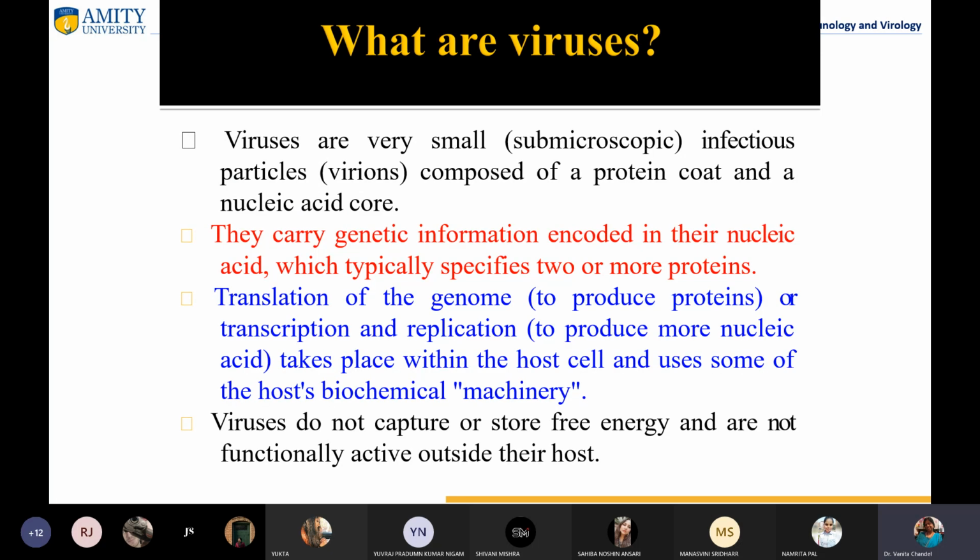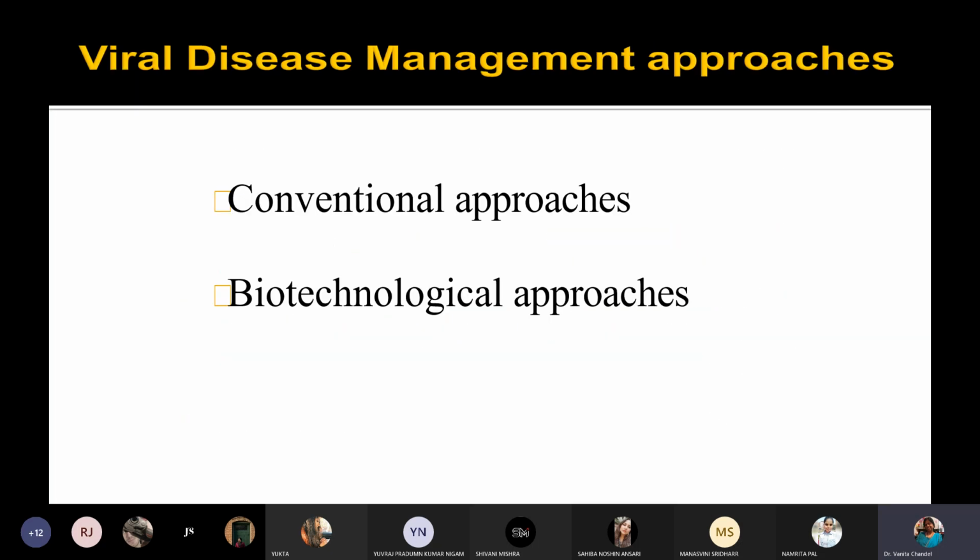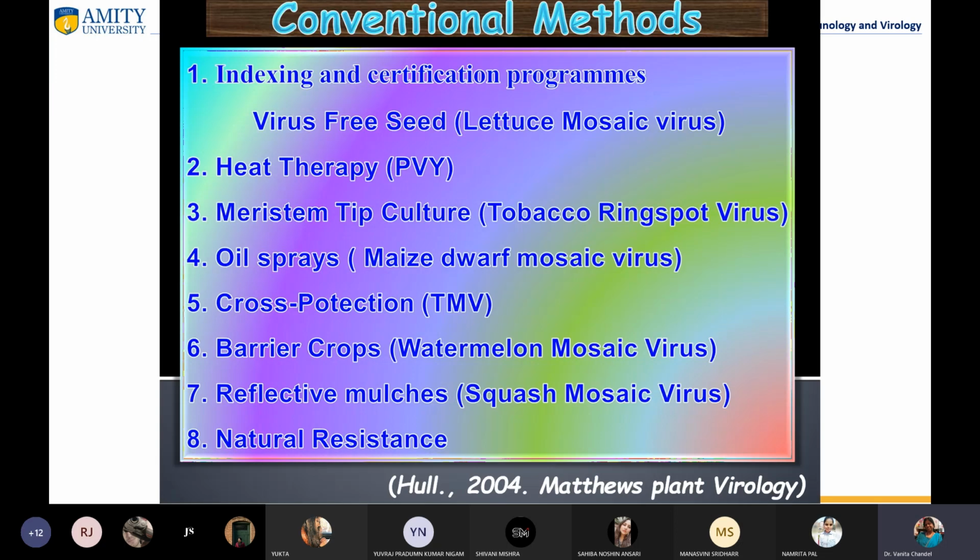So what are viruses? Let's just go through this, because we all know viruses. Viral disease management falls under conventional approaches and biotechnological approaches, two broad categories. When we talk about conventional methods, indexing and certification program is the same as I told you earlier: certification of planting material before it is used in the field is a very important method, where virus-free plants can be grown in the beginning, right?